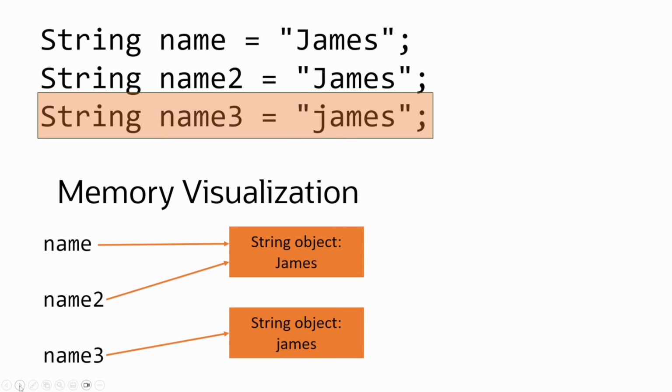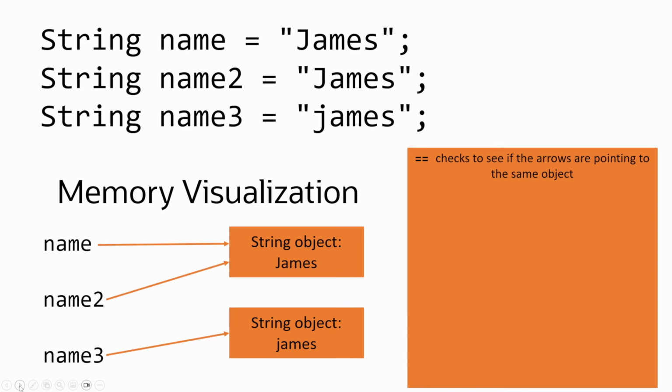When I create name3, it's a totally different string. It's James with a lowercase j, and so a new string object is created with the name james with a lowercase j, and name3, that variable will now reference james with a lowercase j, and the arrow will be drawn between them.